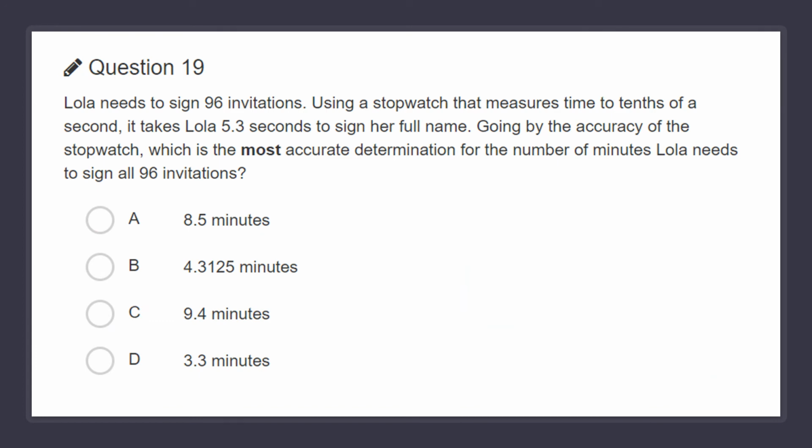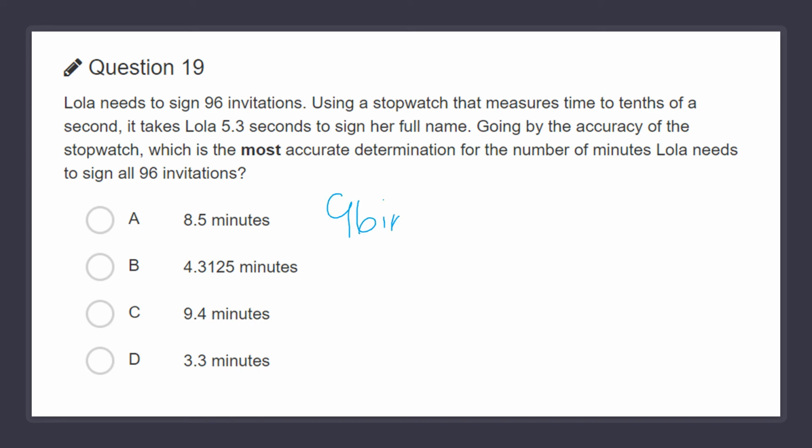Lola needs to sign 96 invitations using a stopwatch that measures time to tenths of a second. It takes Lola 5.3 seconds to sign her full name. Going by the accuracy of the stopwatch, which is the most accurate determination for the number of minutes Lola needs to sign all 96 invitations? So for this one, we know that she is signing 96 invitations, so that is what we are going to start with.